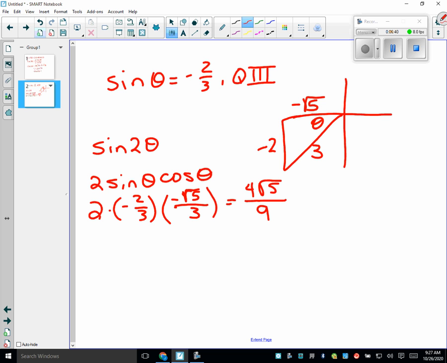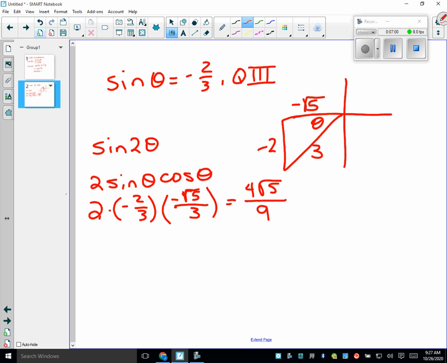Okay, so the point is to find sine 2 theta. Uh-huh. That's right. Because like you said, we're finding sine 2 theta. I was assuming we were finding 2 theta or something else. No, no. We just found sine 2 theta.